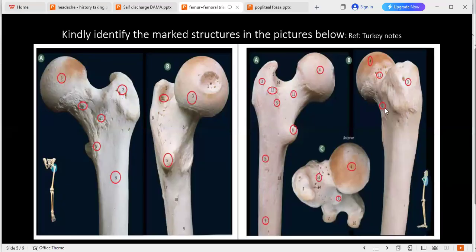6? Six. It's the spiral line. Okay, we'll come back to this later.